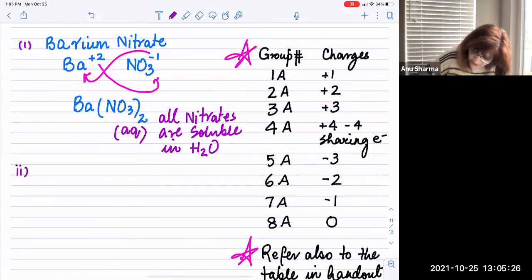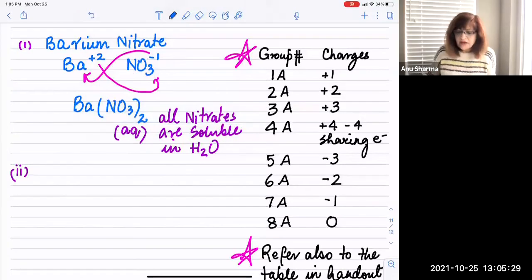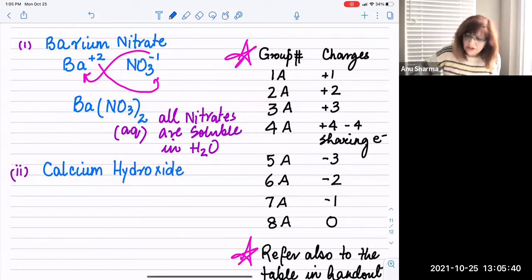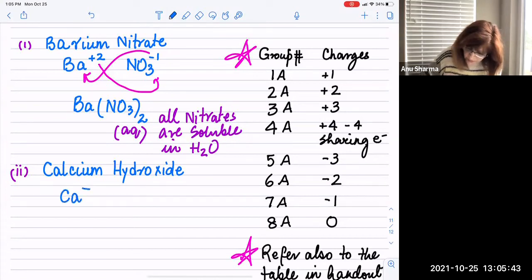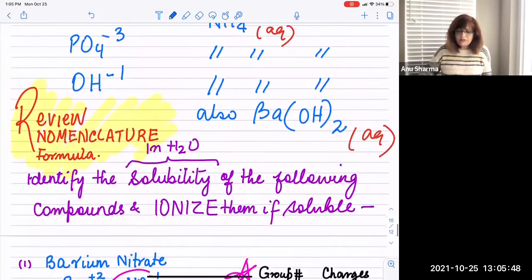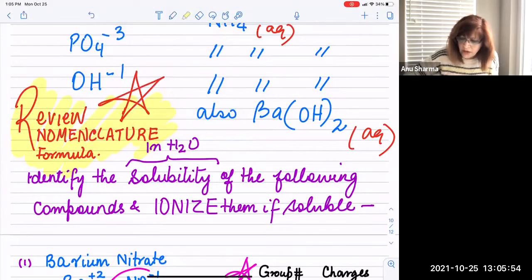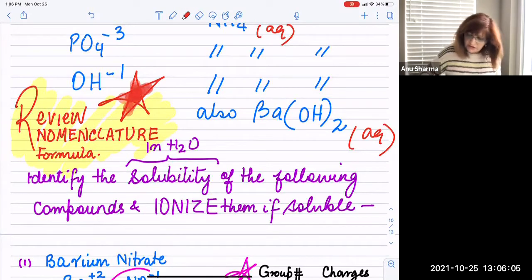Second is, let's say, calcium hydroxide. So you see calcium is present in group 2A, +2 charge. Hydroxide, OH ion, -1 charge. This is a very important piece right here. You can't just ignore this. So just make sure that you have this. Okay, review the nomenclature, writing formulas.